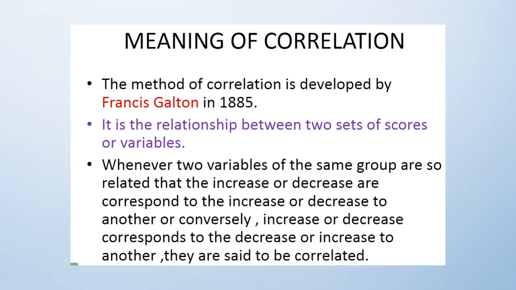The method of correlation was developed by Francis Galton in 1885. The person who propounded the correlation concept is Francis Galton in 1885. It is the relationship between two sets of scores or variables. Whenever two variables of the same group are so related that an increase or decrease in one corresponds to an increase or decrease in the other, or conversely an increase or decrease corresponds to a decrease or increase in the other, they are said to be correlated.